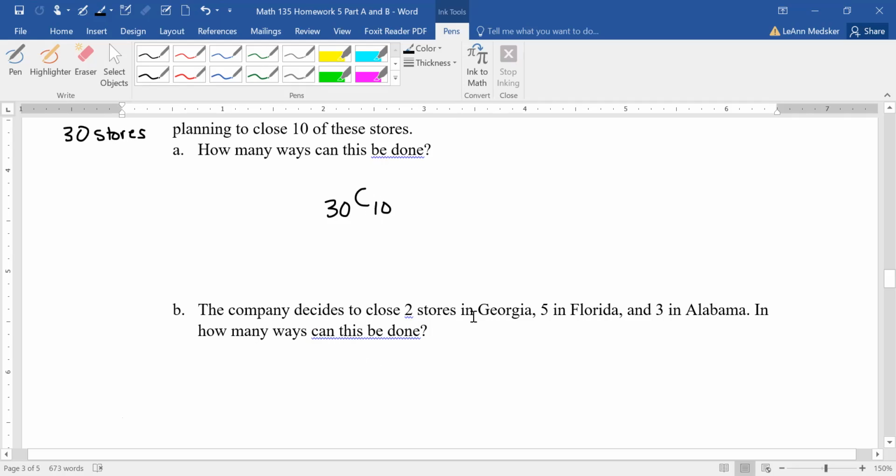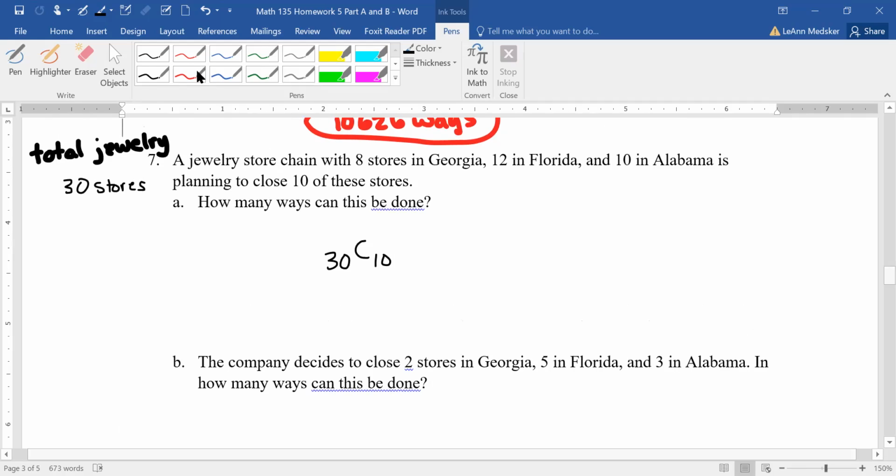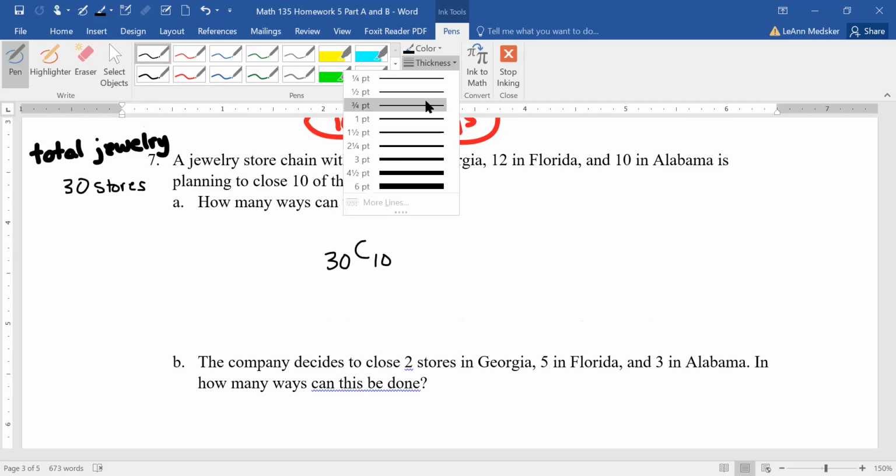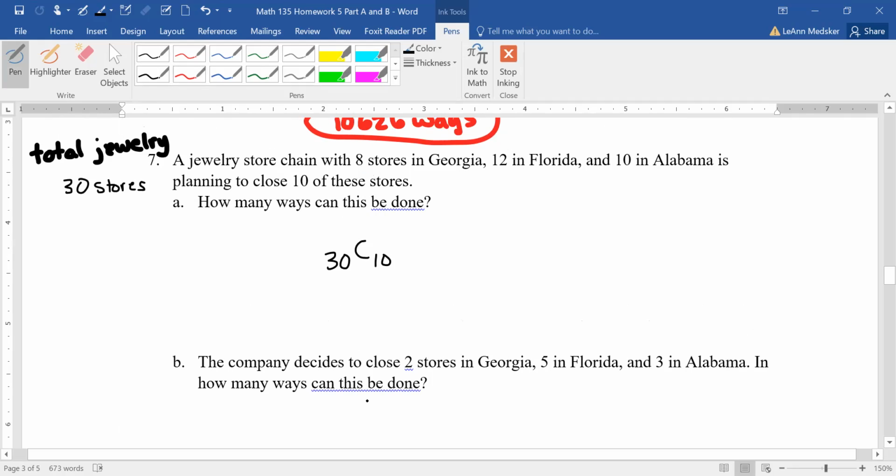So the company decides to close 2 stores in Georgia, 5 in Florida, and 3 in Alabama. Okay, now that's very specific. So we're going to be closing from specific subsets. And we still have to multiply all of our combinations together because we're still closing a total set of 10 stores. So from Georgia, that would be 8 choose 2 stores, times 5 from Florida, so 12 choose 5, times 10 in Alabama, choose 3. Okay, so we want to work all of that out.